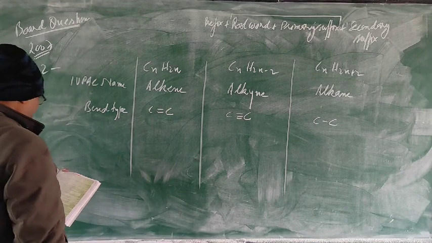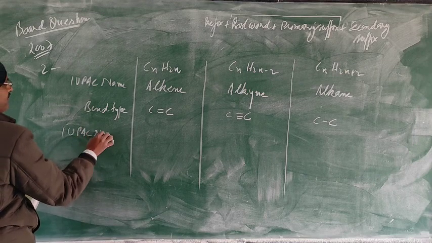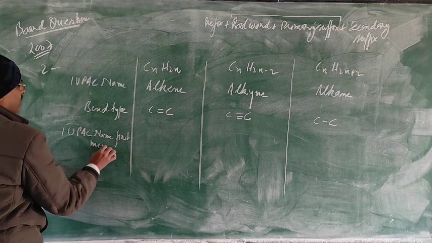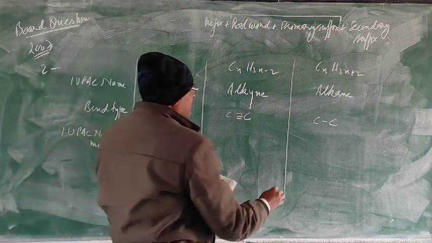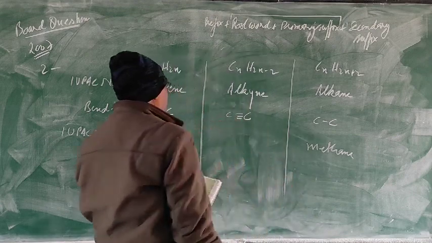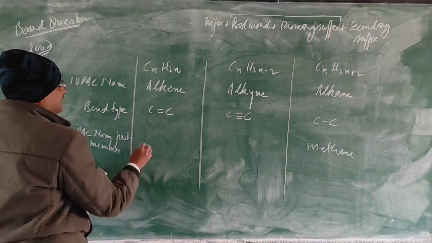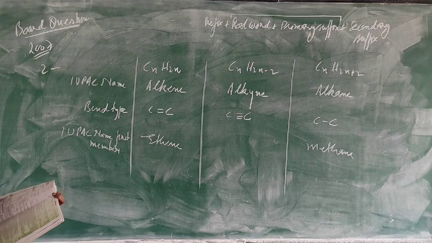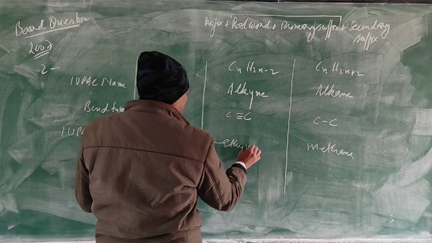Then the IUPAC name of the first member. The first member of the alkane homologous series is methane. But since double and triple bonds require two carbons, the first member will be ethene, not methane, because a double bond with one carbon is not possible. And for alkyne, the first member is ethyne.